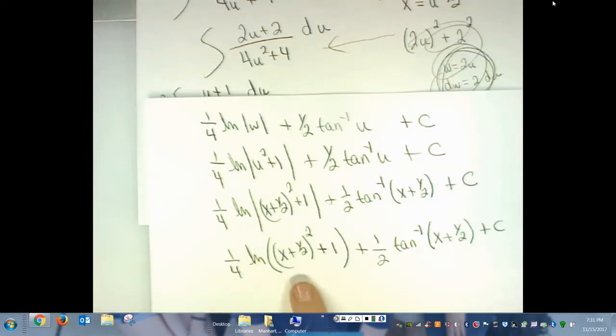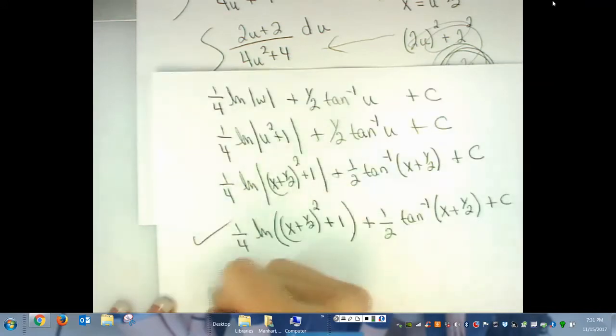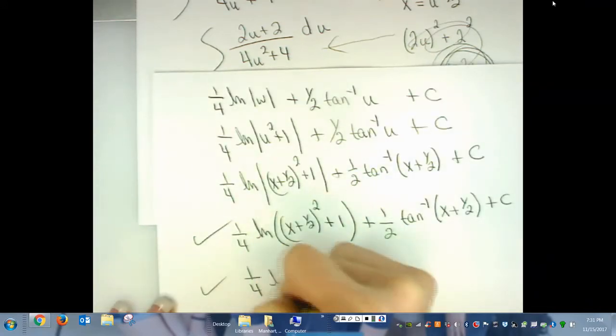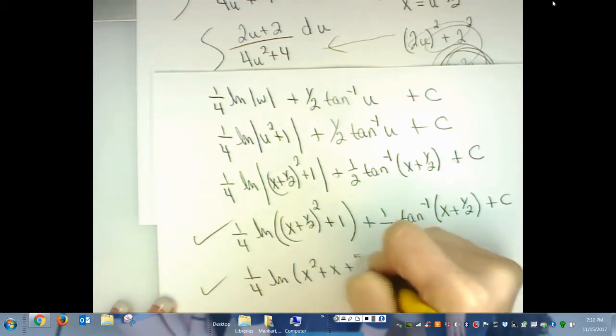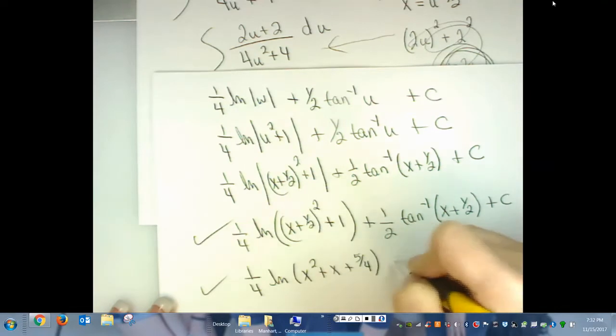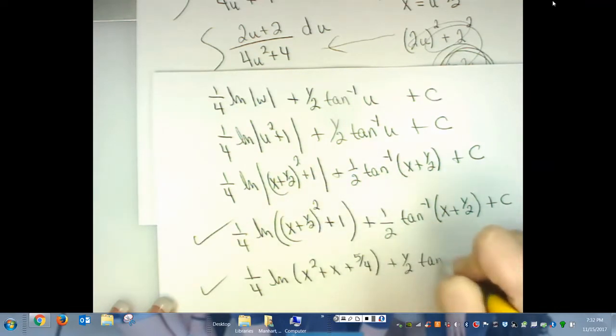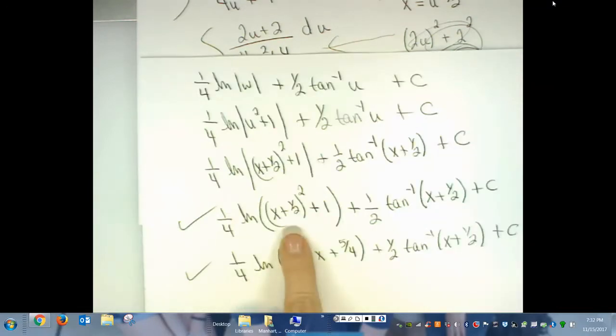Now, some people will FOIL all of this out and collect like terms. So I'll say this is okay. This is okay also. I just don't recommend it. So they FOILed x plus 1/2 out and times, well, x plus a half times x plus a half. And then they added 1 to it. And that's what you basically end up with. I kind of like the way this one looks compared to this one.